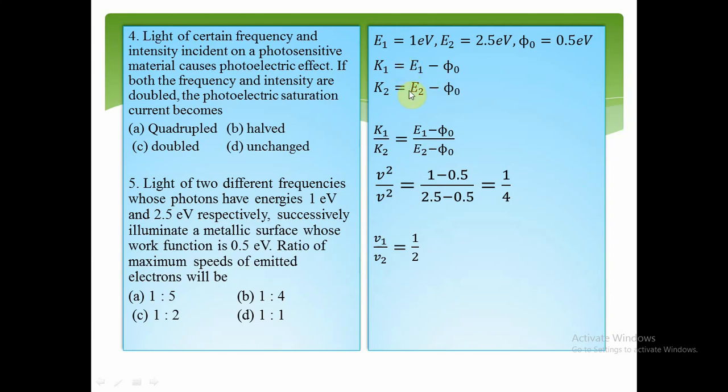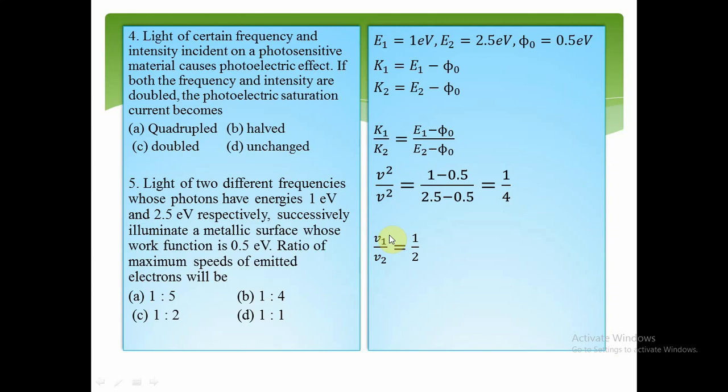Equation 1 divided by equation 2, then K1 divided by K2 is equal to E1 minus phi 1 divided by E2 minus phi 1. Fine. Just write here V1 square divided by V2 square because kinetic energy is nothing but half m v square. The 1 by 2m gets cancelled, therefore the remaining term is V1 square divided by V2 square. If we substitute these values, E1 is 1 electron volt minus the work function of the metal, 0.5 electron volt, divided by 2.5 minus 0.5. After the simplification we will get 1 divided by 4 here.